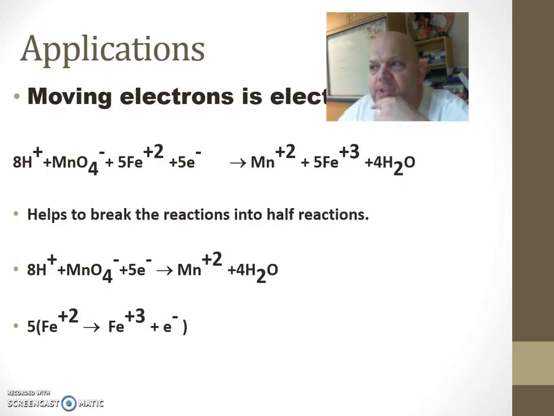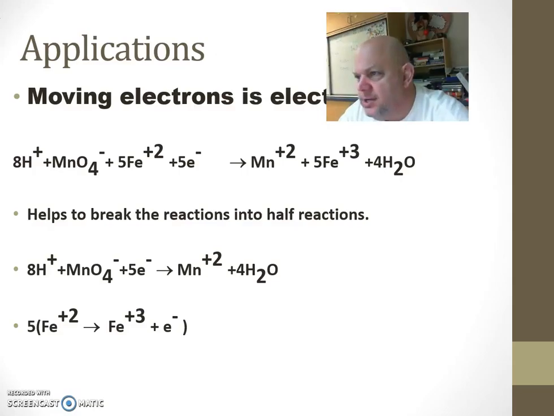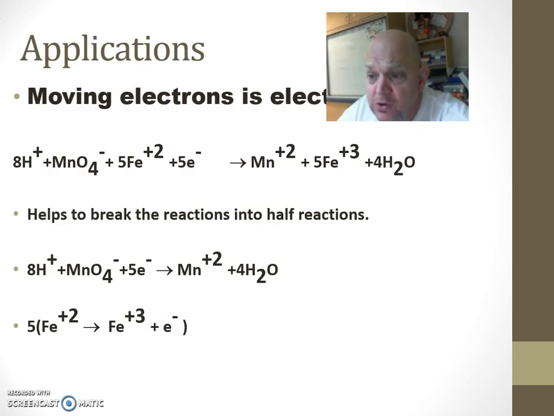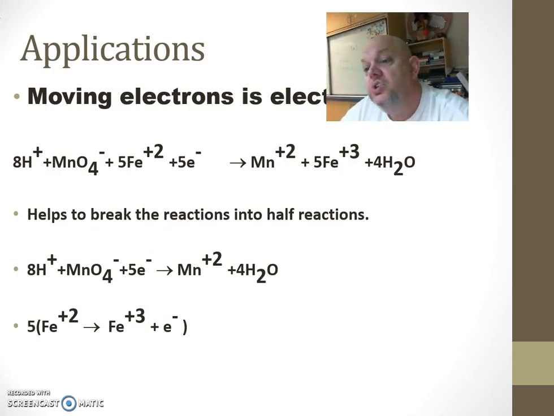So wow, what happened to the iron? Was it reduced or was it oxidized? Well, if you look at Leo the Lion goes grr, or OIL RIG, you'd notice, hey, the iron lost electrons, and therefore it was oxidized, which makes it a reducing agent.